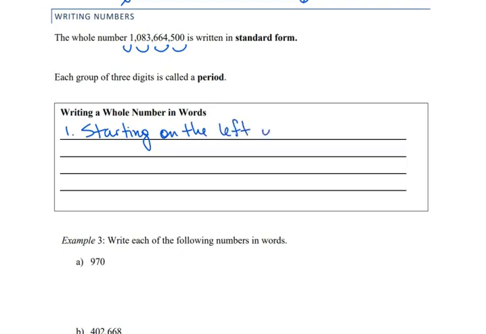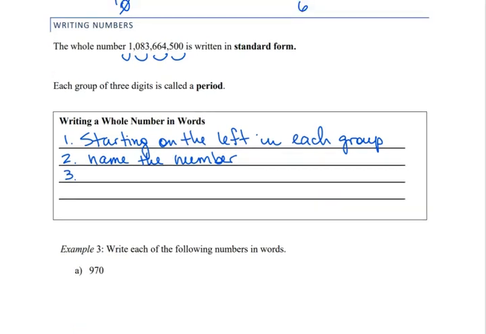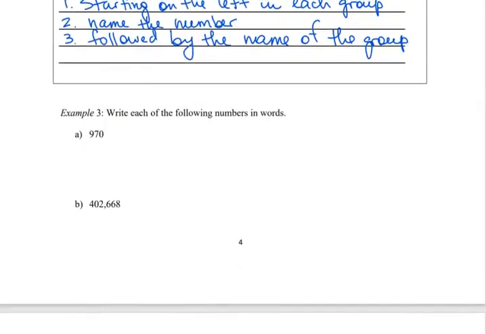Okay, in each group, you are going to name the number, and then followed by the name of that group. Okay, so let's go ahead and take a look at it and practice.